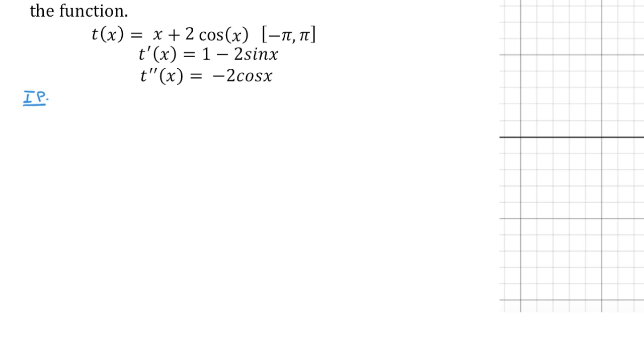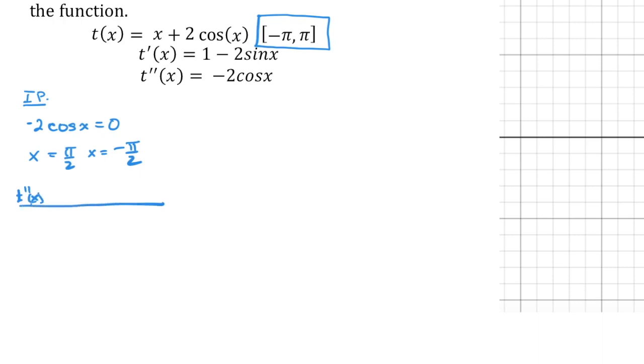Our inflection points occur where your second derivative equals 0 and concavity changes. So if I look at -2 cosine x, set it equal to 0, I know this occurs at x equals pi over 2 and x equals negative pi over 2. Now, it is going to stop at negative pi and pi because we have a domain restriction. That'll make life a little bit easier. So when you make your table of values or sign chart for this one, think about t double prime of x over that entire interval.